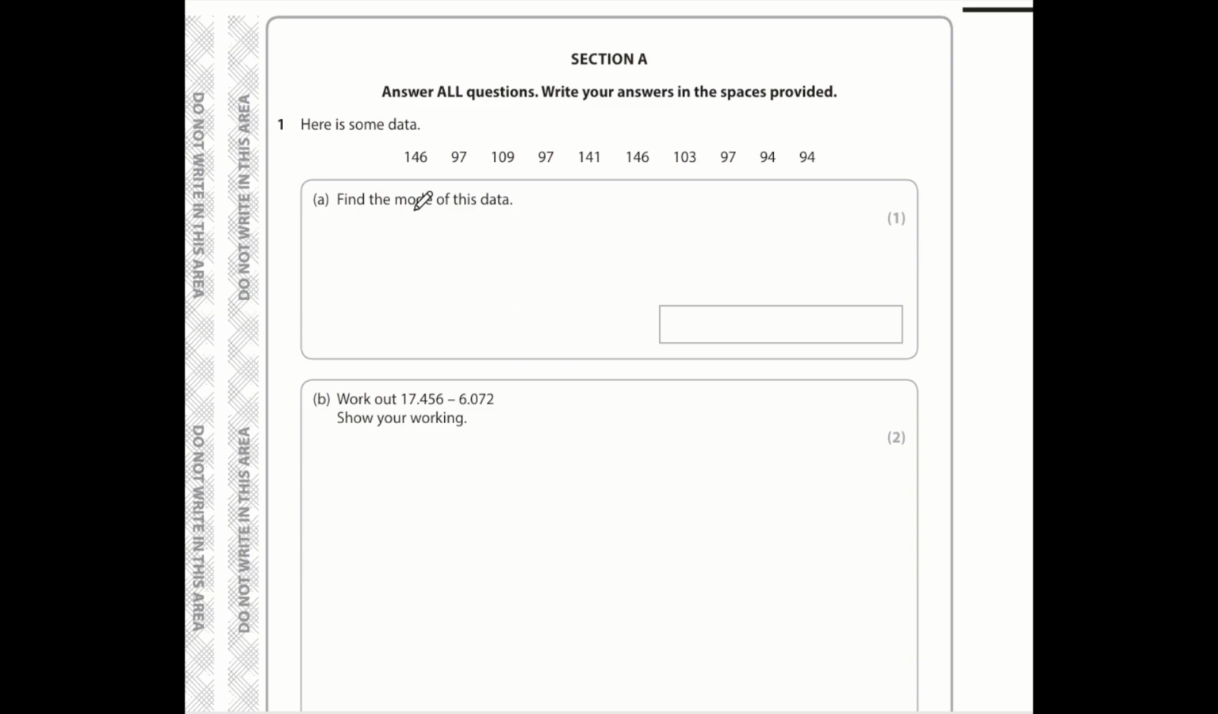Find the mode of this data. So mode is the most common or the most frequently occurring. So how many times does 146 appear? It appears just the twice. 97 appears 1, 2, 3 times. 109 just appears once, 141 appears once, 103 appears once, and 94 appears twice. So therefore the mode is 97 because it appears more times than any other.